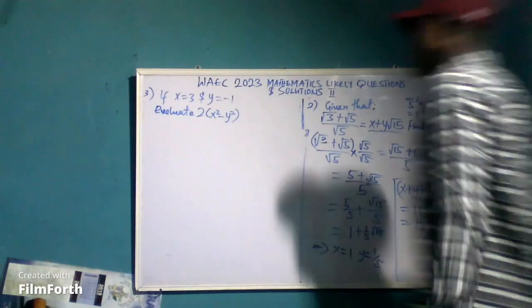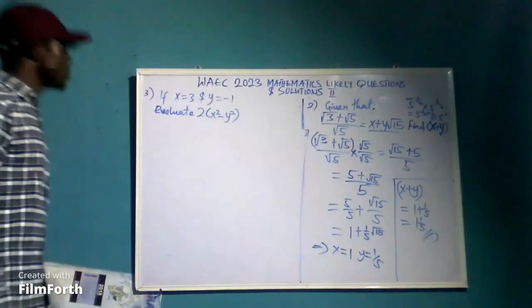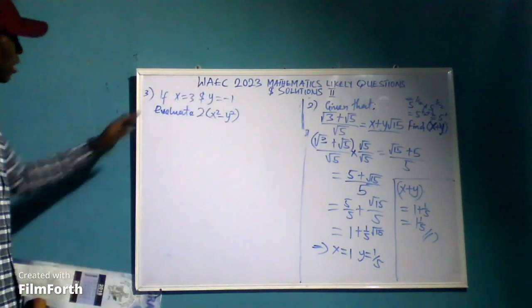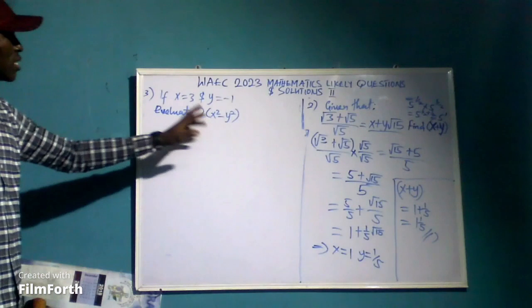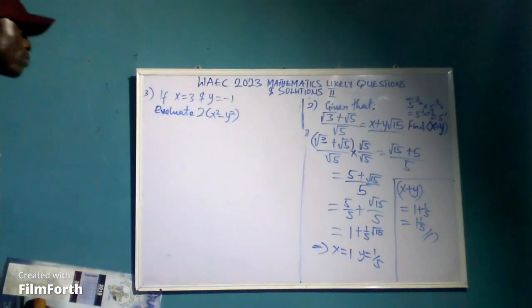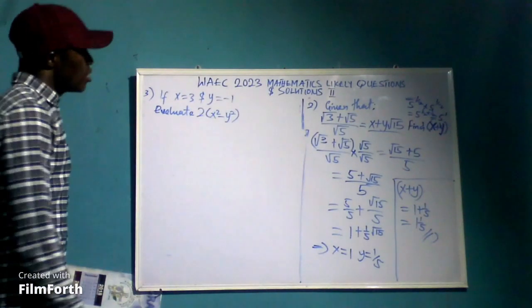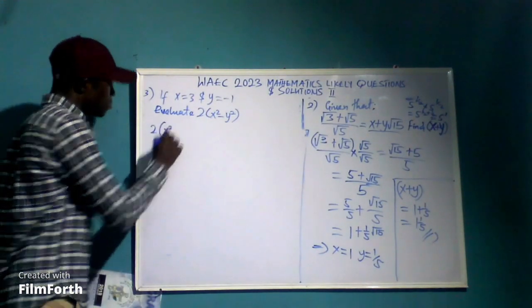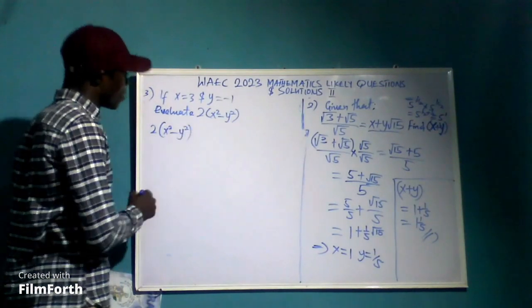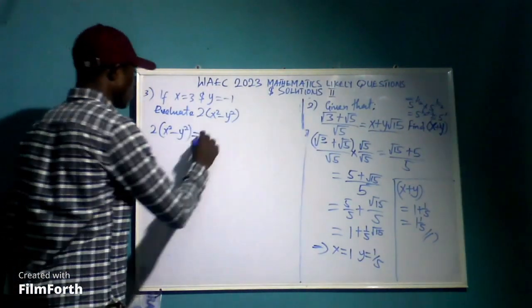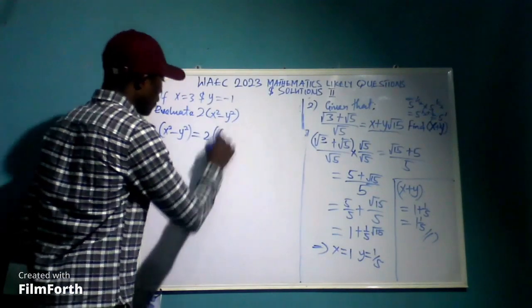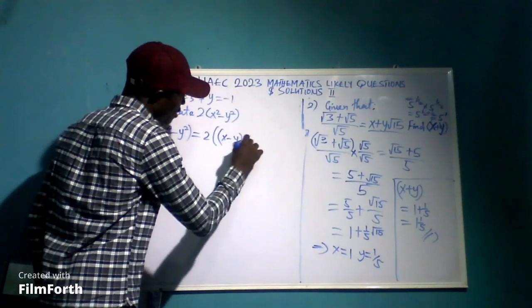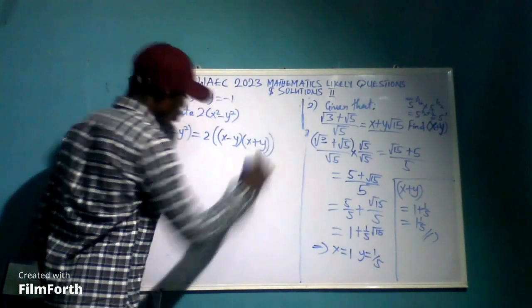Now, let's take a look at question number 3, which is stated as: if x is equal to 3 and y equal to -1, we are asked to evaluate 2(x² − y²). Now applying the concept of difference of two squares, we have 2 multiplied by (x² − y²) equal to 2 multiplied by (x − y)(x + y).